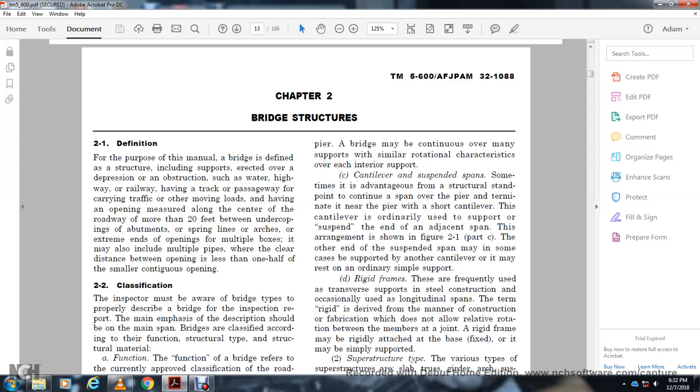Rigid frame. It is frequently used as transverse support in steel construction, or occasionally used in a longitudinal span. The term rigid derives from the manner of construction and fabrication, which does not allow relative rotation between the members at the joint. The rigid frame may be rigidly attached to the base, fixed, or may be simply supported.